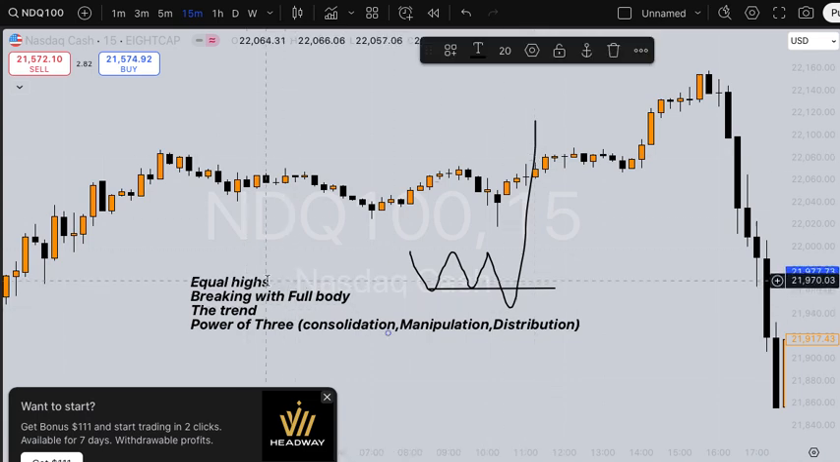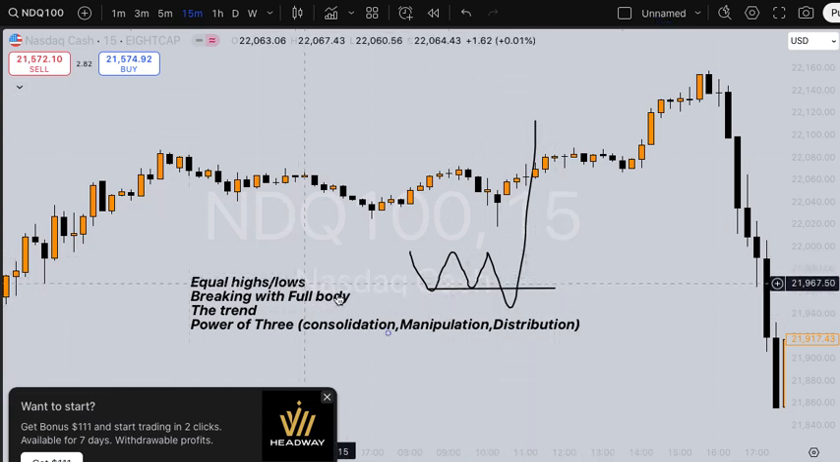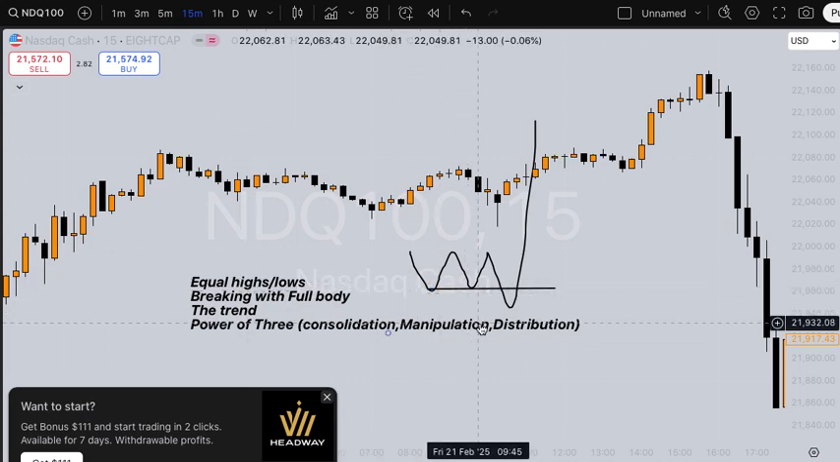So we got equal lows taken out to the upside, right? Meaning here we'll be talking of equal lows and equal highs. Simple. That's it. This is equal lows. This one we had equal highs, right? Very simple.